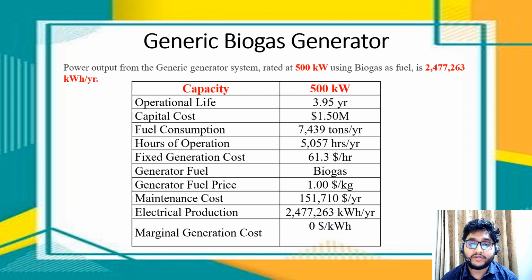Fuel consumption is 7,439 tons per year. Hours of operation is 5,057 hours per year. Fixed generation cost is $61.3 per hour. Generator fuel is biogas. Generator fuel price is $1 per kg. Maintenance cost is $1,51,710 per year. Electrical production is 2,477,263 kilowatt hour per year. Marginal cost is $0 per kilowatt hour.